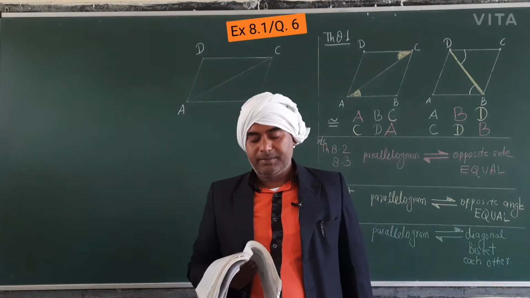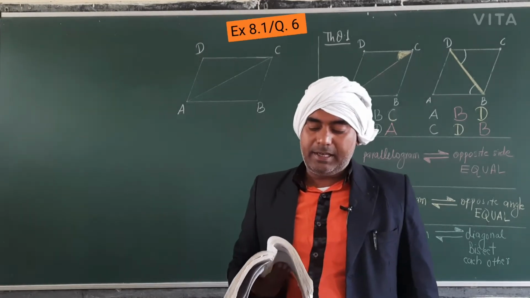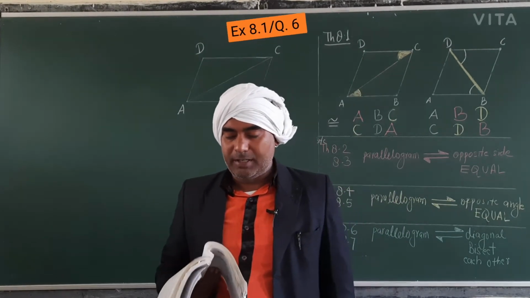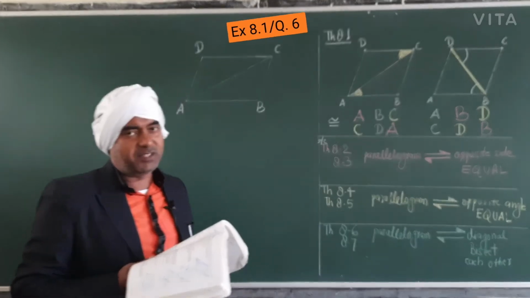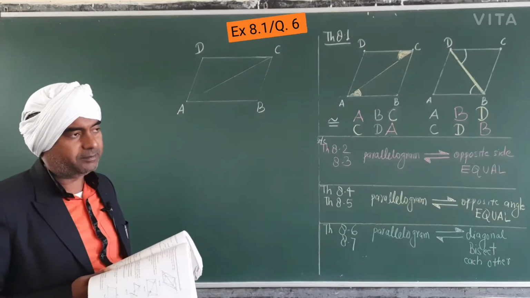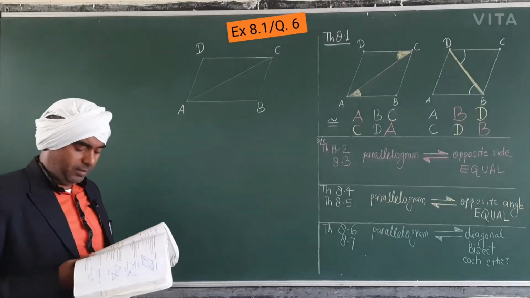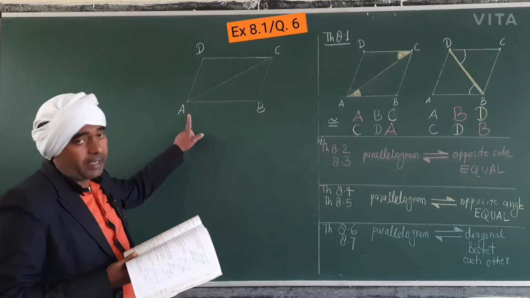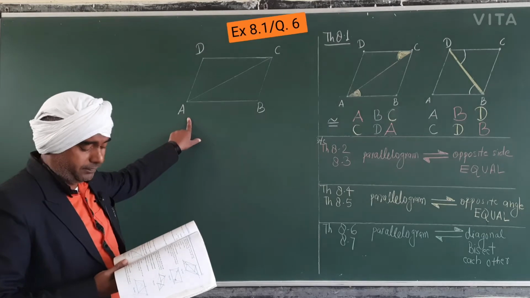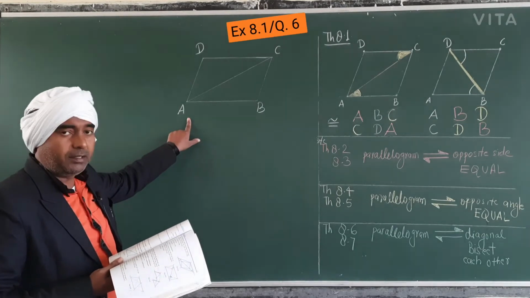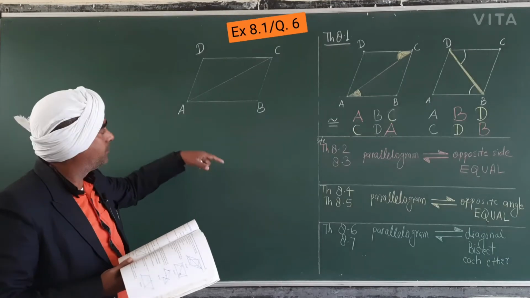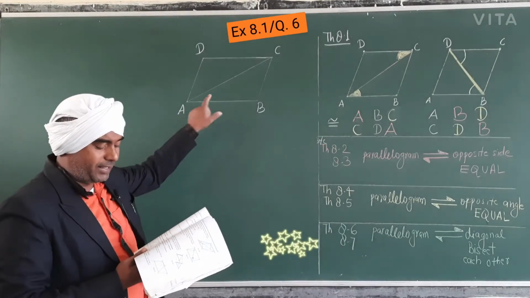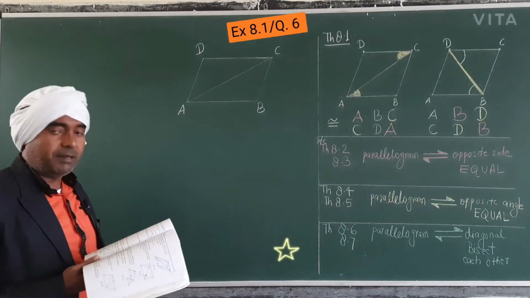Today we will read exercise 8.1 question number 6. The question number 6 is very good. I have made the figure. This type of figure is made in your book also. ABCD is a parallelogram.